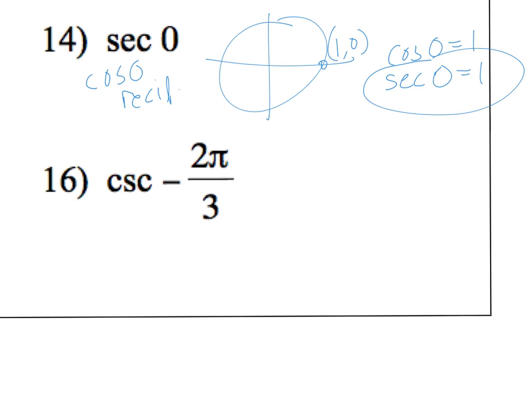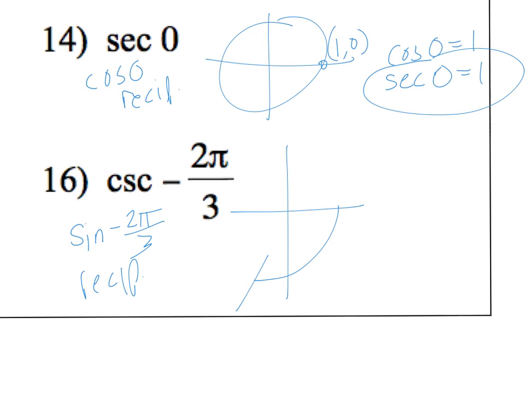Cosecant of negative 2 pi over 3. I'm going to find sine of negative 2 pi over 3. And from there, I'm going to take the reciprocal. Okay, we've already looked at negative 2 pi over 3. And that's down here with a 60-degree reference angle. So we're looking at negative root 3 over 2, negative 1/2, and 1. So sine of this angle is going to be negative root 3 over 2.